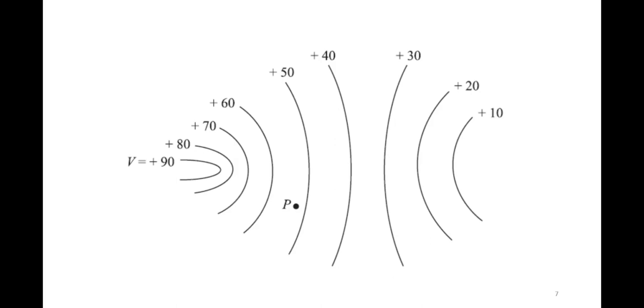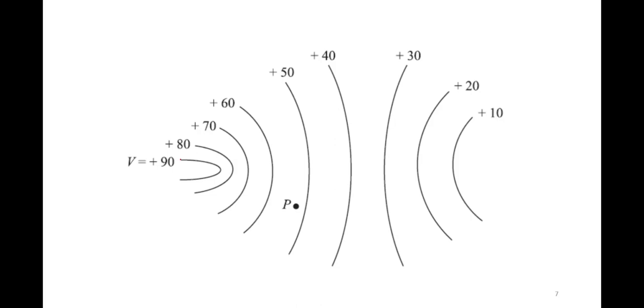So let us consider space which is occupied by multiple equipotential surfaces. What is basically an equipotential surface? A surface that has the same potential is known as an equipotential surface. So the potential difference between the two equipotential surfaces is 10 volt.